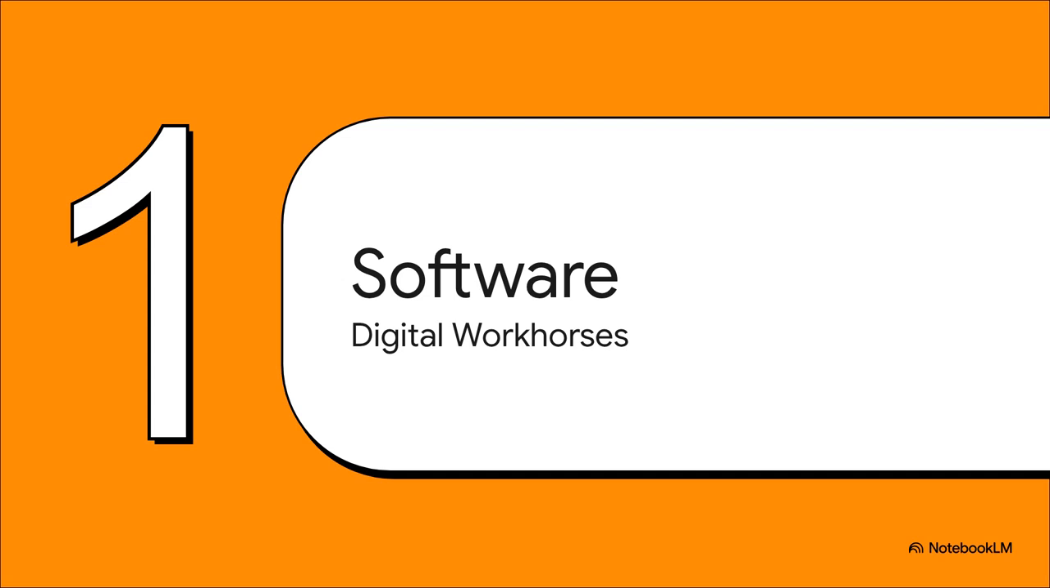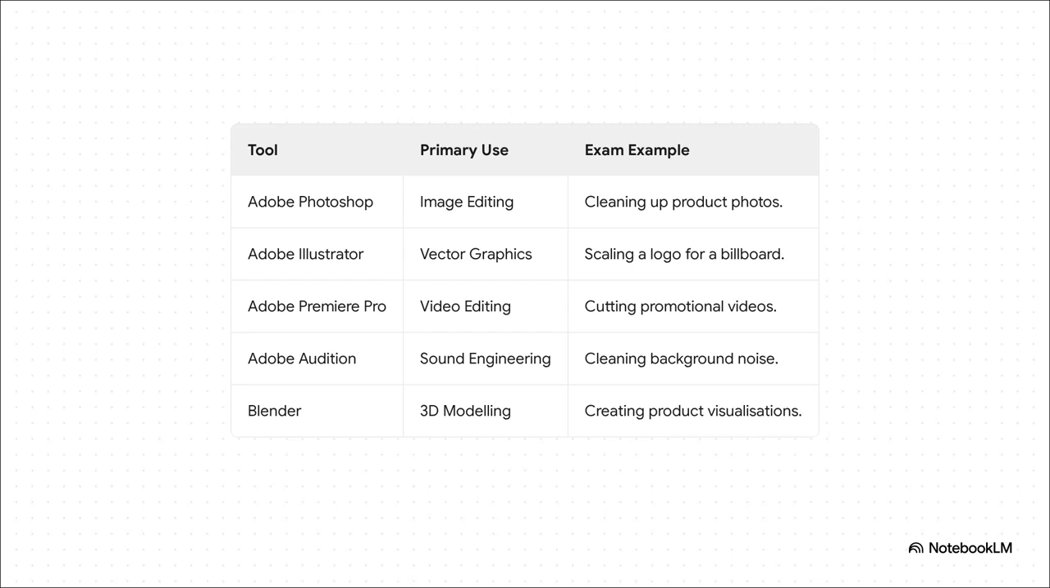First up, software. You know, these are the core applications, the essential programs that bring all those digital ideas to life. You really should think of them as the digital workhorses of the entire industry. Now, to get the marks here, you have to be specific. Name the tools and exactly what they do. So, for example, you'd mention Adobe Photoshop for editing images, Illustrator for vector graphics that can scale from a tiny logo to a massive billboard, and Premiere Pro for video. You could even throw in Audition for cleaning up audio, or an open-source tool like Blender for 3D work.